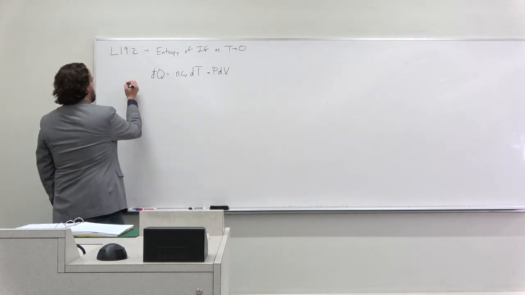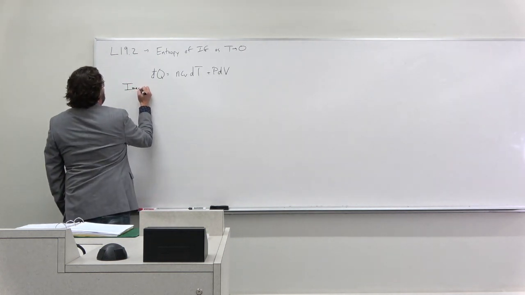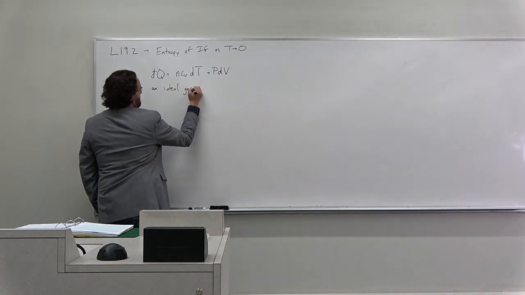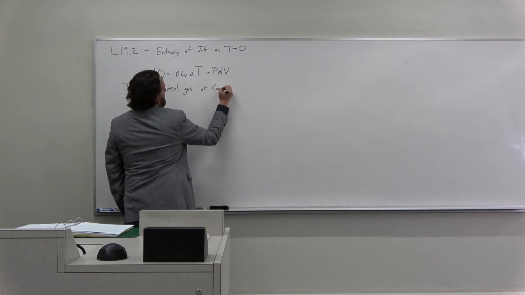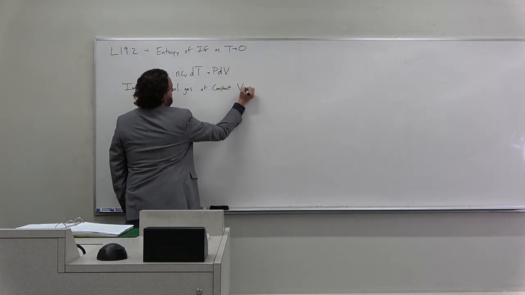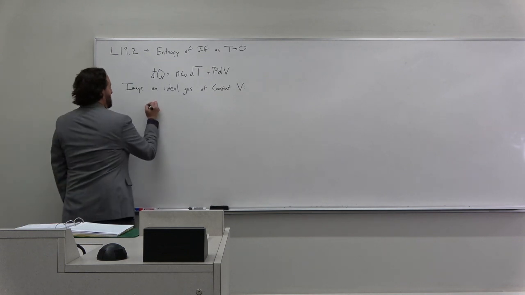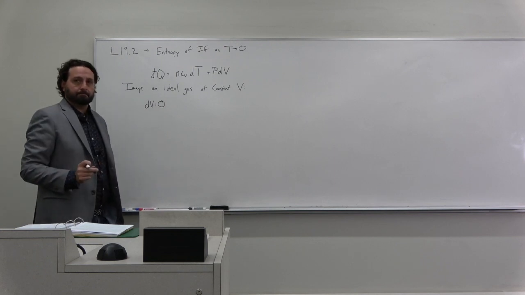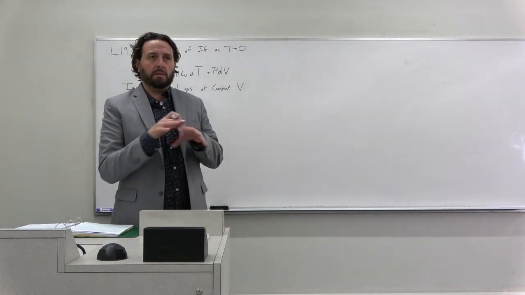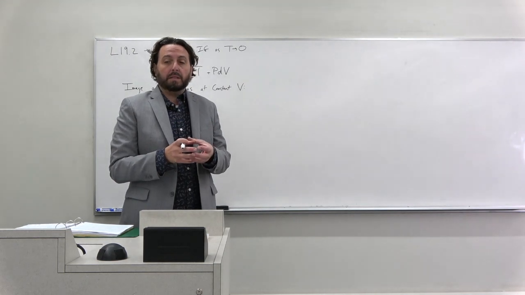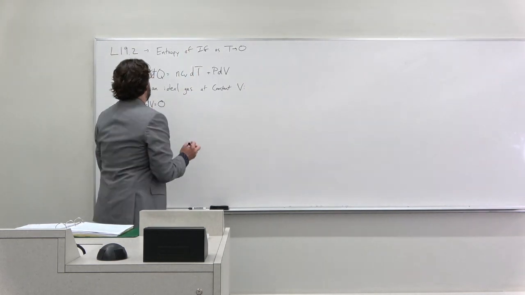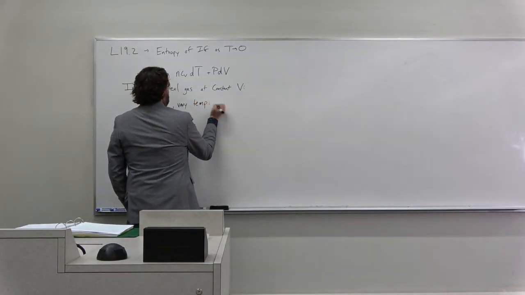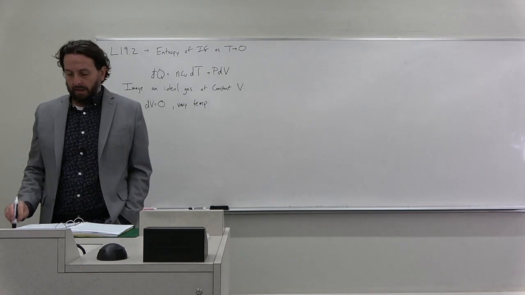I want to imagine an ideal gas at constant volume. So dV is 0. That's easy to do. We just have a fixed volume container, and we're going to vary the temperature. All right, so let's do that.